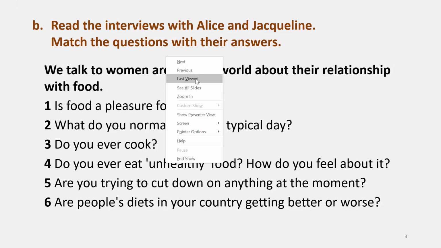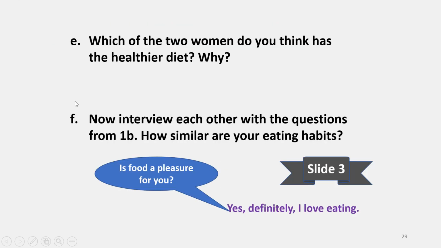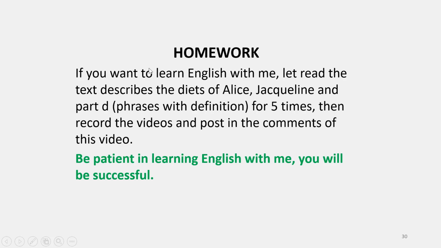Okay, now let's come back to the previous slide, and now to the homework. If you want to learn English with me, let's read the text describing the diets of Alice and Jacqueline. Do you remember? And for part D, you need to fill in the red phrases with definitions. Read it 5 times, and then record the video and post it in the comments of this video. So that is the homework I give to you.